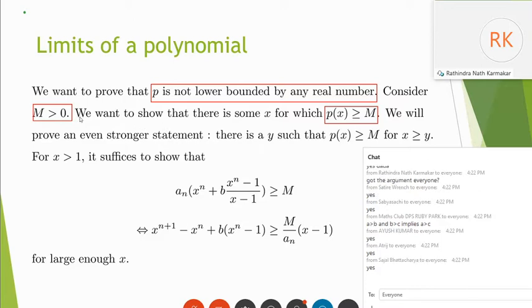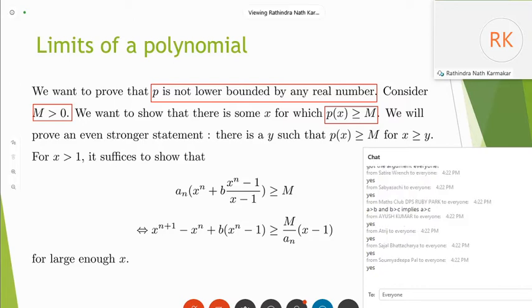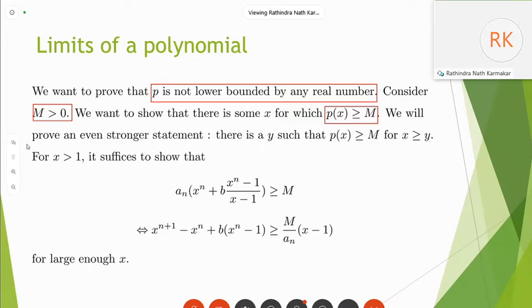So instead of focusing on all kinds of real numbers, we will focus only on positive real numbers now because it's equivalent. We want to show that there is some x for which p of x is greater than or equal to m. Now, it turns out that while you try to prove this, you generally end up proving a much stronger statement. And the statement is, there is a y such that p of x is greater than or equal to m for x greater than or equal to y.